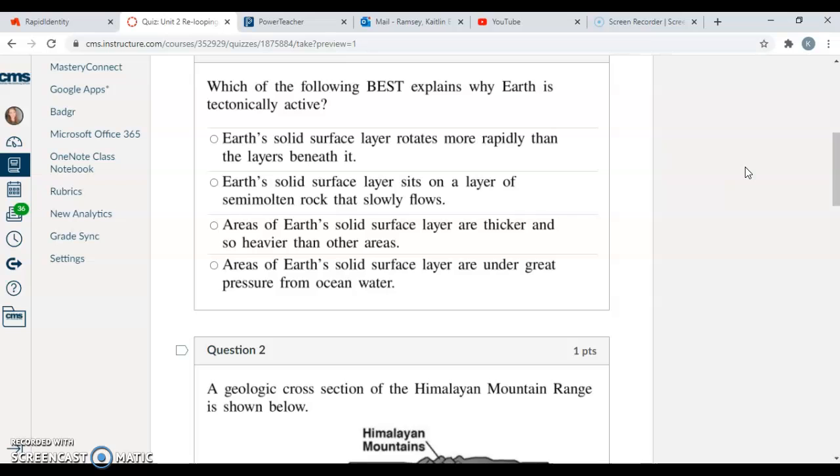So this first question says, which of the following best explains why Earth is tectonically active? So to answer this question, we have to make sure we know the composition of the Earth and kind of what's going on underneath it. So if we remember, there are three different layers. The top layer is the crust, the second layer is the mantle, and the third layer is the core. Now, it's a little bit more complicated than that, but on a basic level, there are those three levels. If we were to walk outside right now, we would be on top of the crust. It's solid, it's thin, it's typically brittle.